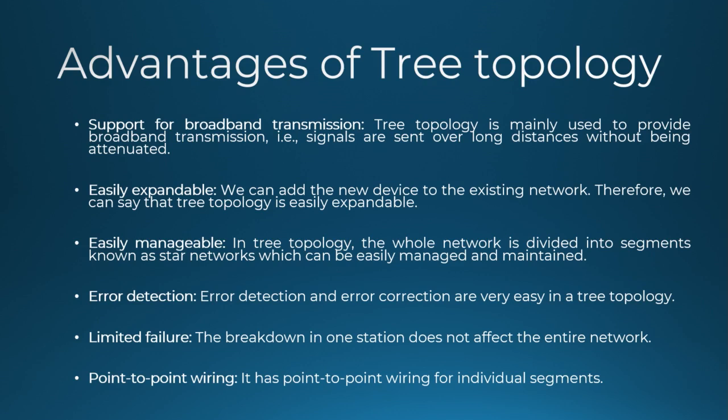Easily manageable, that is, the whole network is divided into segments, also known as star networks, which can be easily managed and maintained. Error detection. Error detection and error correction is very easy in the tree topology. Limited failure, point-to-point wiring.